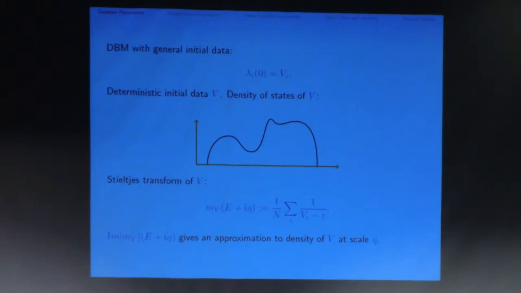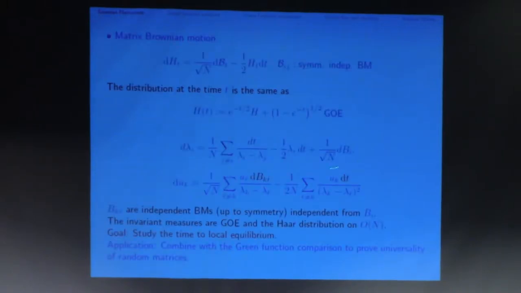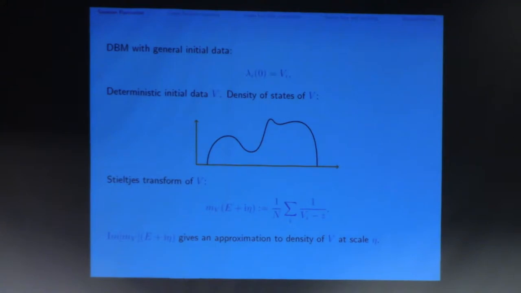Okay, now let's start with the case of the eigenvalue piece. Because we only care about eigenvalues, you can say the initial data is v_i, just giving a different name to the initial data of the eigenvalues. For the DBM, the only thing that matters is really the probability distribution of this v_i. A standard object is to compute the Stieltjes transform of this v, called m_v of z, where you put a complex parameter z equal to E plus i eta, and it is equal to this.